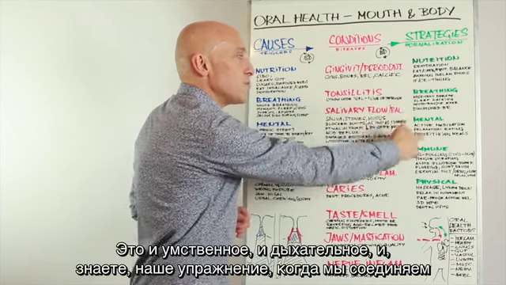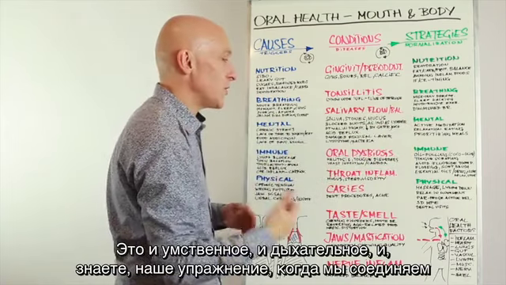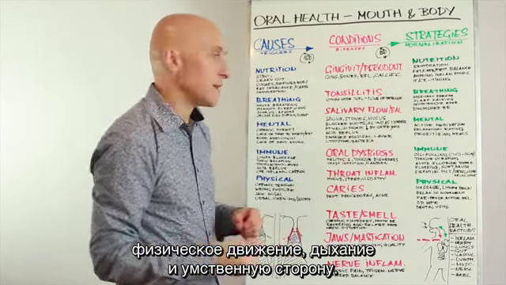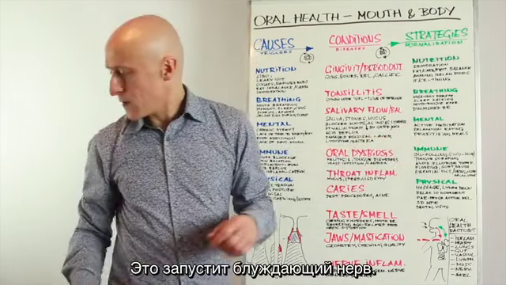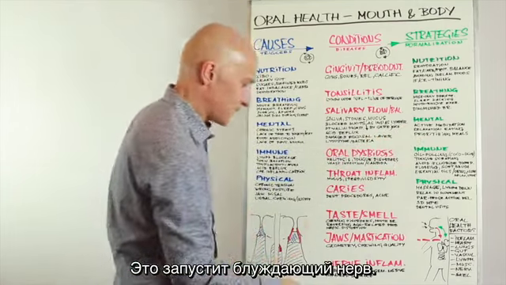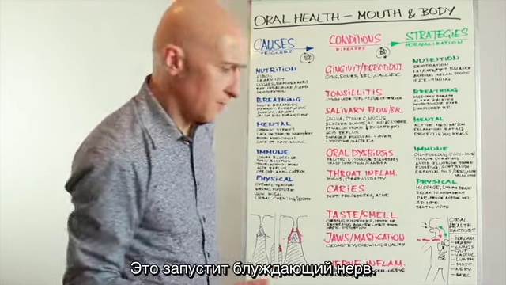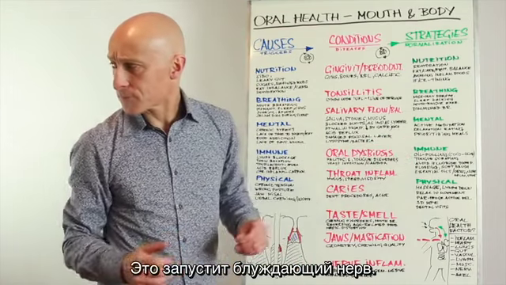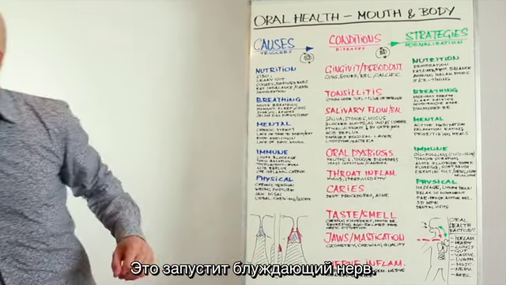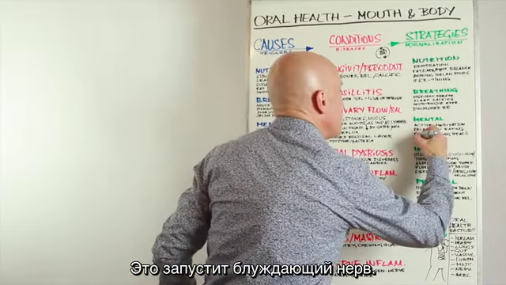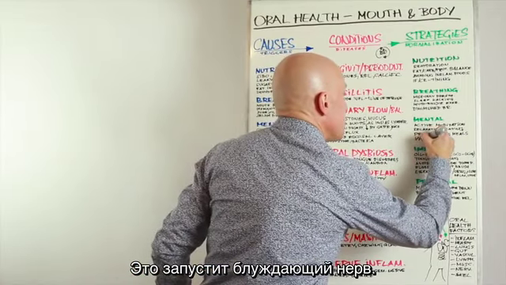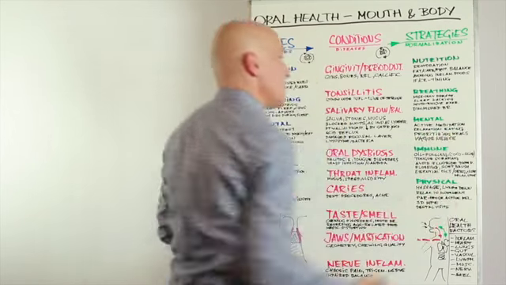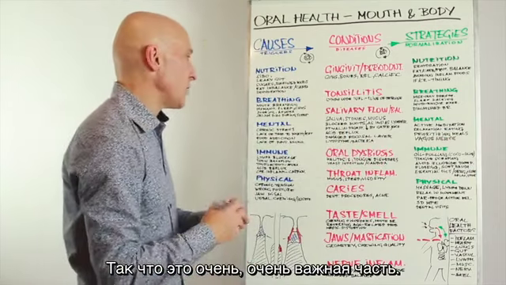So that's both mental and breathing. And you know our exercise, when we connect physical movement, breathing, and the mental side, that triggers the vagus nerve. Where do we have a black? Trigger the vagus nerve. We have to write it here. We just write it here. Vagus nerve. So that's a very, very crucial part of it.